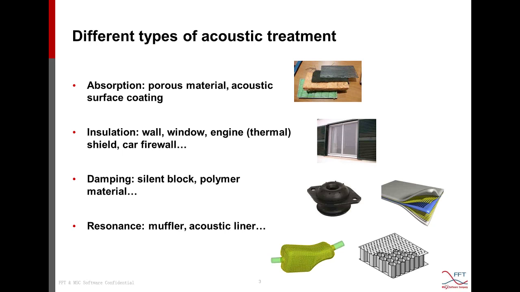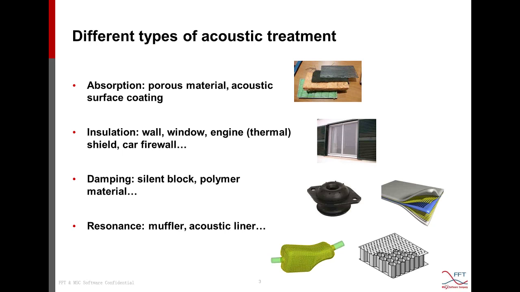Then we have insulation, including walls, windows. In the automotive industry, for example, we have the engine thermal shield, which also provides the acoustic shielding capability. The car firewall also is an acoustic insulator. And for structure damping, we have typically the silent block design, mainly used in the machinery industry, and the polymer material, which has frequency-dependent damping characteristics.